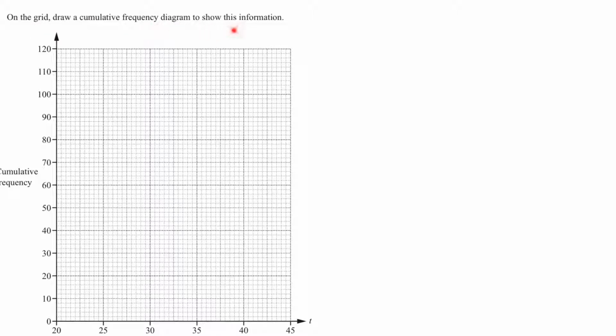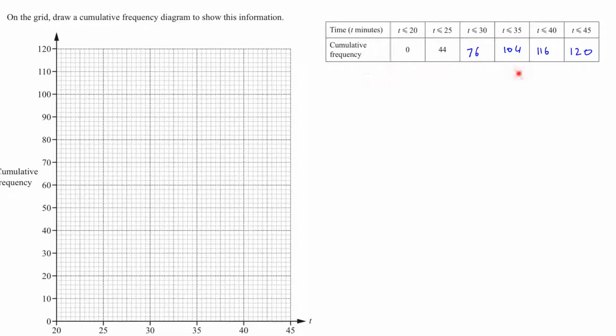On the grid, draw a cumulative frequency diagram to show this information. So we have to plot these points. This is the axis for time, and this is the axis for the cumulative frequency. So when t is 20, cumulative frequency is 0. So that's the first point. When it's 25, then we have 44. 30 is 76. And 35 is 104. 104 is here. And 40 is 116. This is 100, so 116 is here. And 45 is 120. We have to make a smooth curve to join it together. That will do.